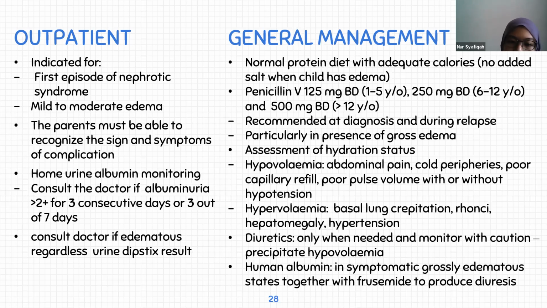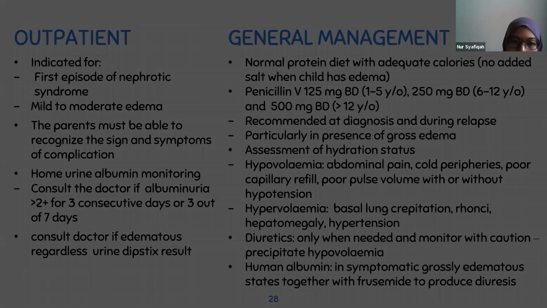The next one, we need to assess the hydration status I have mentioned before. And then we can give diuretics, but diuretics can only be administered when needed. And it must be administered with caution because it can precipitate hypovolemia. And also we can give human albumin with diuretics. This is to induce diuresis.